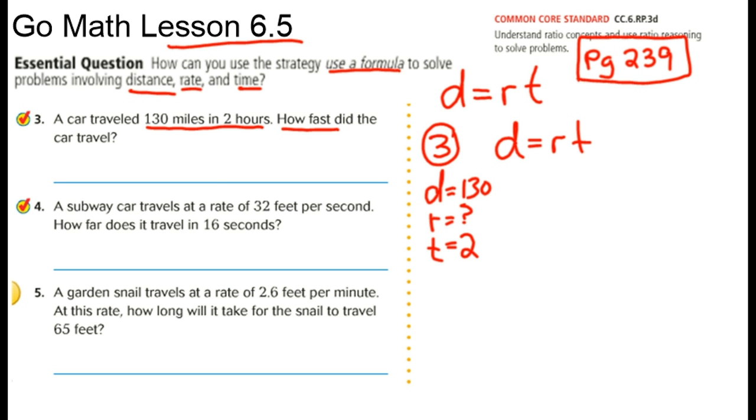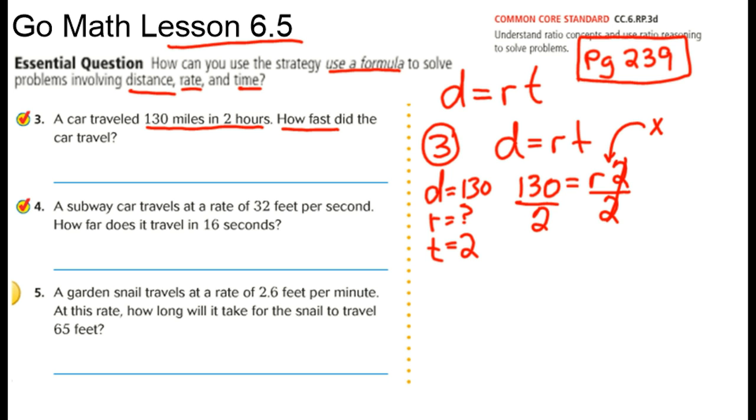So for the d, I'm going to replace that with 130 equals r, we do not have in the problem, so I leave the r, and the t we were given of 2, so I place that. Now, the relationship between the r and the 2 is multiplication. If you remember back to the work we did with proportions, anytime we had a number with a variable equal to another number, we always use division. In this case, division is the opposite of multiplication, so we're going to divide out that 2 on both sides to get r all by itself.